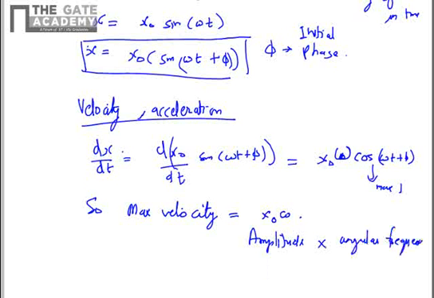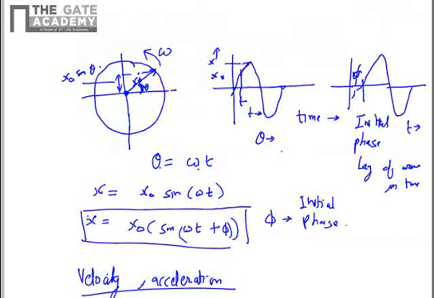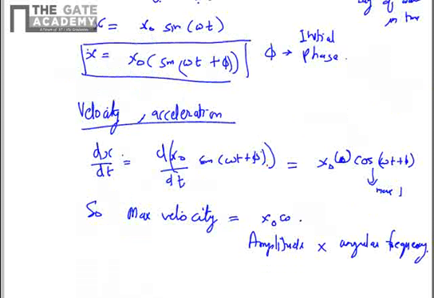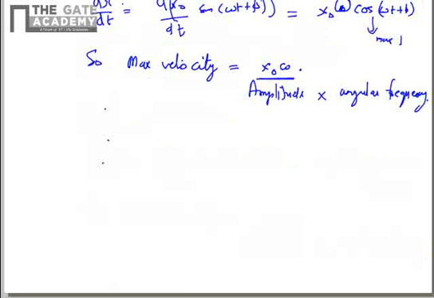So without doing a very detailed derivation, if you know the body is executing simple harmonic motion, the velocity will be represented by this function cos theta. So cos theta will come like this and it will cross like this. And the maximum value of the velocity will be x0 omega. Since you know the maximum value of velocity is x0 omega, and it is represented by a function that is cos omega t.